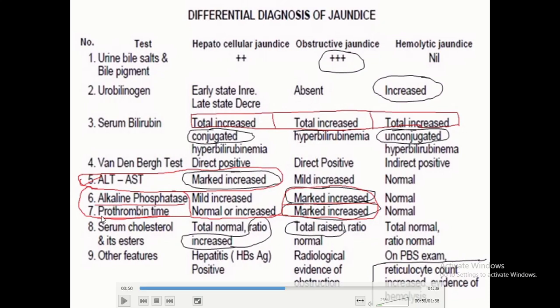Alkaline phosphatase and prothrombin time are markedly increased in the obstructive type, while they are mildly increased in the hepatocellular type. Plus, on radiology, you may see evidence of obstruction in case of the obstructive type, and the hepatocellular type may show evidence of hepatitis. So, these are the most important differences between hepatocellular, obstructive and hemolytic jaundice.